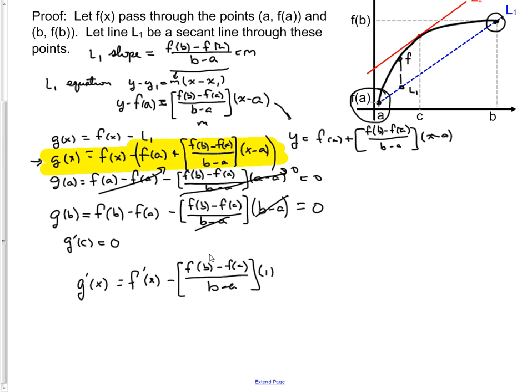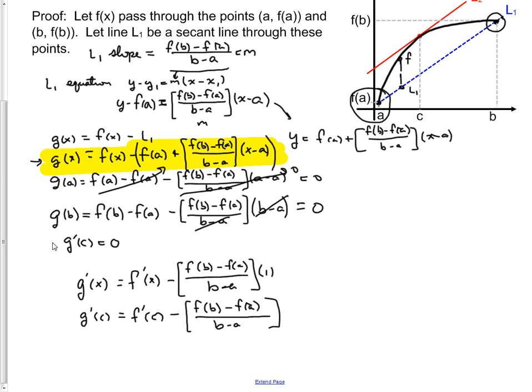Remember, f of b minus f of a over b minus a, that's a fixed value. This is a constant. We're taking a constant times the quantity x minus a. Take a moment and check that out for yourself. If you take the derivative of constant times x minus a, you're just going to get the constant times 1. All right? And if we were to find a value of g prime of c, that would be f prime of c minus this quantity f of b minus f of a divided by b minus a.